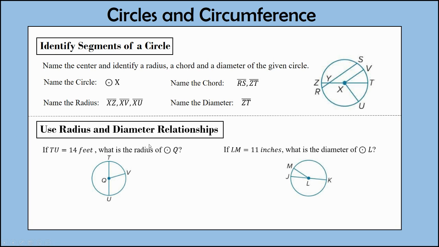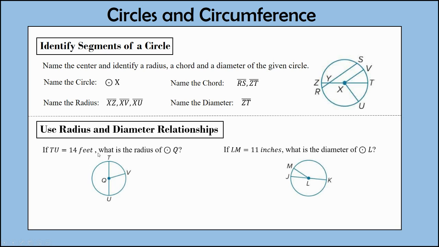Okay, another question or concept you're going to get is, given a radius or a diameter, find the other. So we know the relationship between radius and diameter is that if we double a radius, we get the length of a diameter. And also, if I'm given the diameter, I divide that by 2, I'm going to get the length of the radius. Okay, so they're asking to use that relationship.